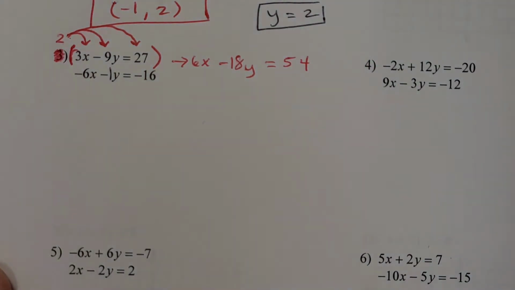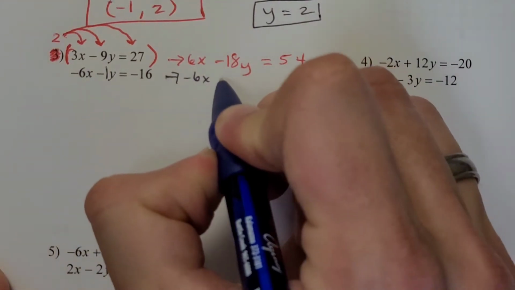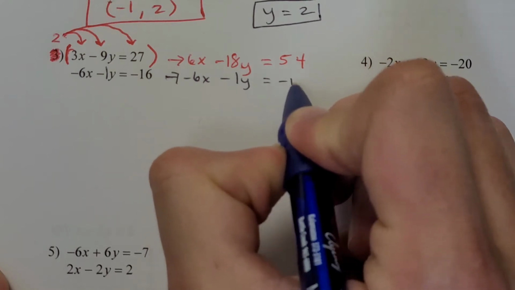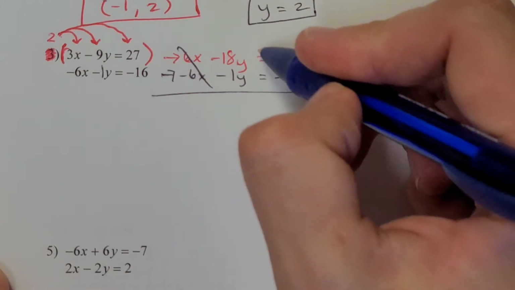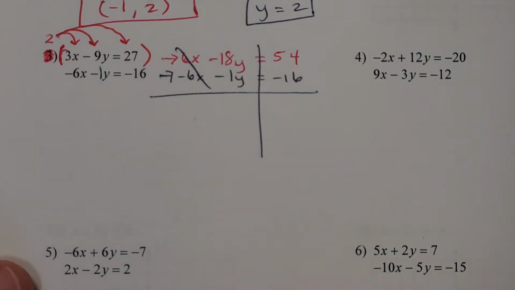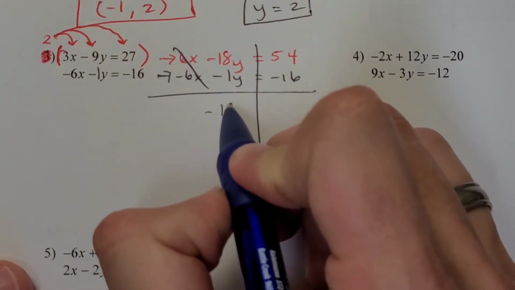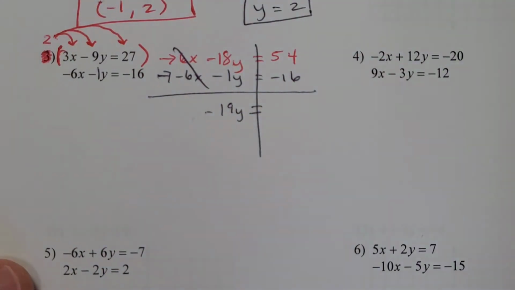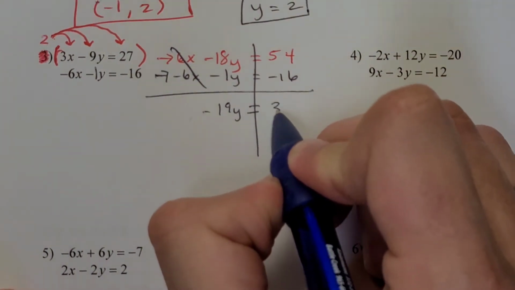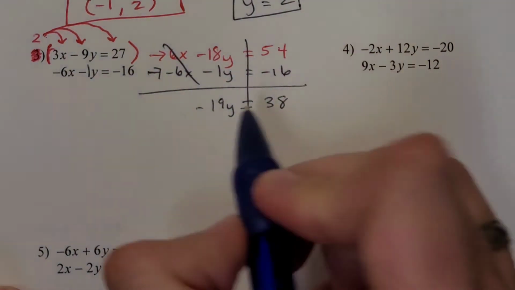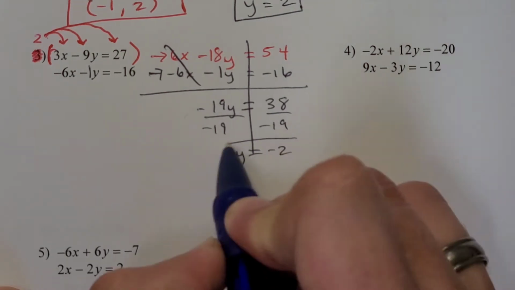But notice something. Now I've got a positive 6x. The bottom equation started out with negative 6x. And now I have opposites. Once you have opposites, you add them together. Boom. 6x minus 6x goes away. Negative 18y minus 1y gives me a negative 19y. And on this side, if I take 54 minus 16, that gives me 38. So then I will do my one-step equation, and I get that y equals negative 2. Look at that.